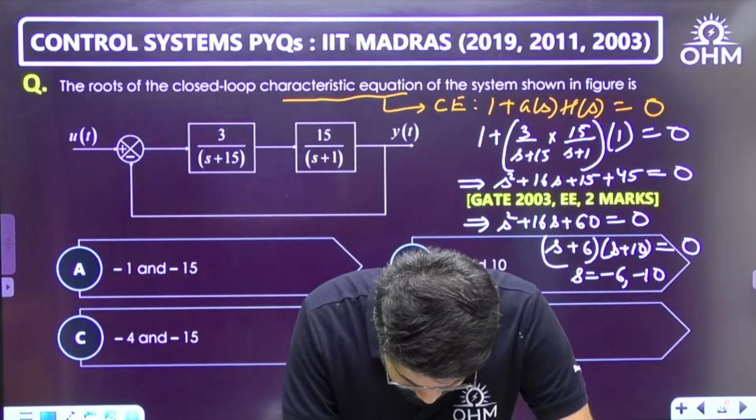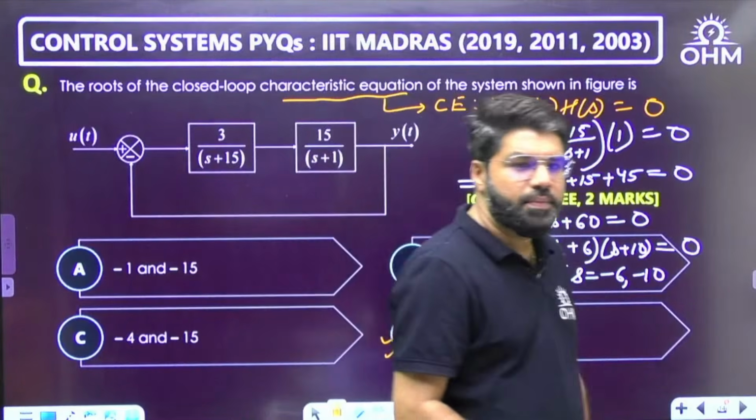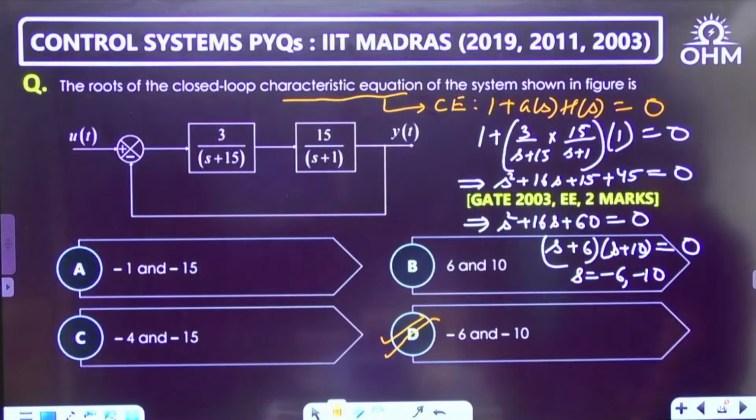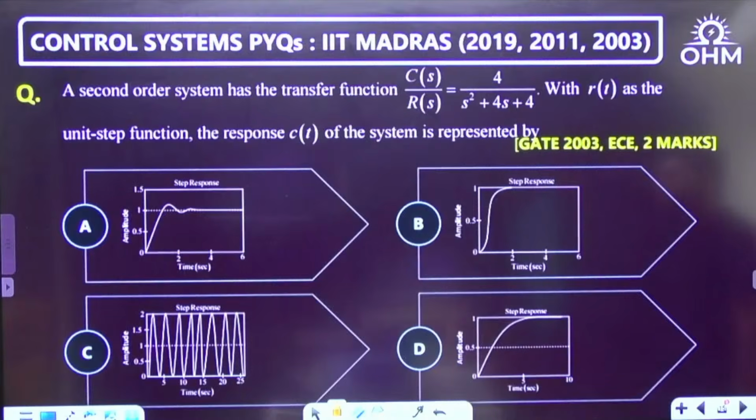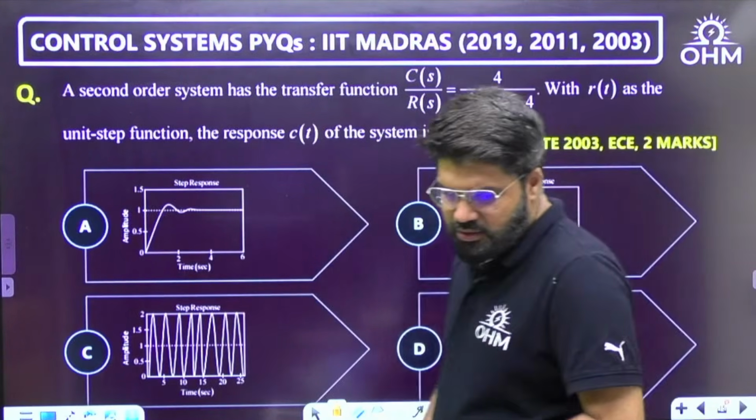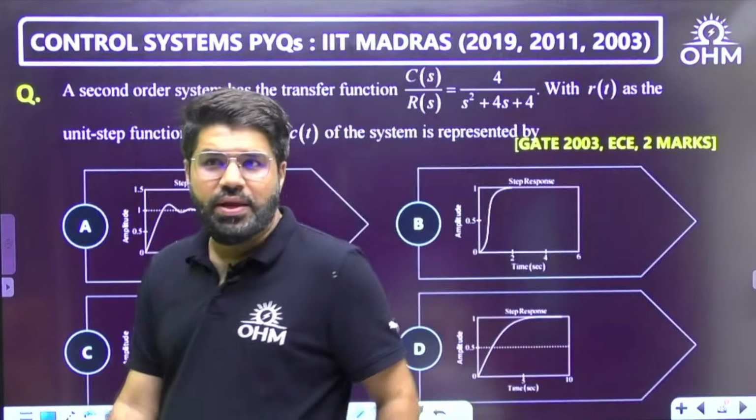Good evening, Usha Rakesh. Next question. A second order system has the transfer function given to you. Very easy again, this 2003 question is again very easy.